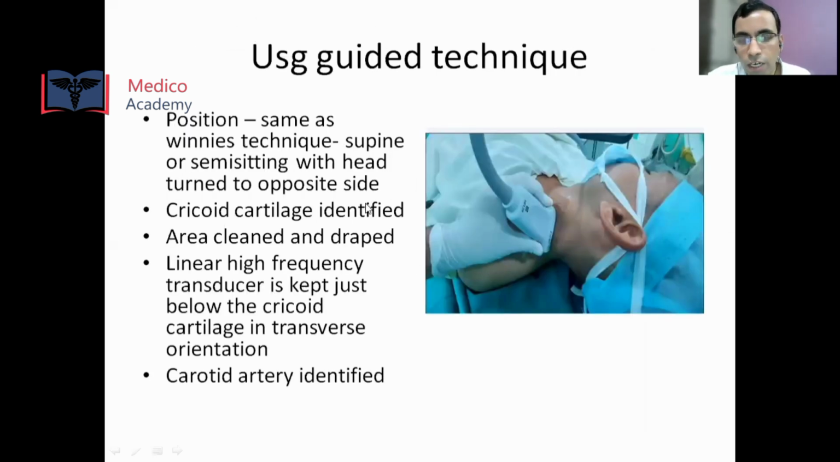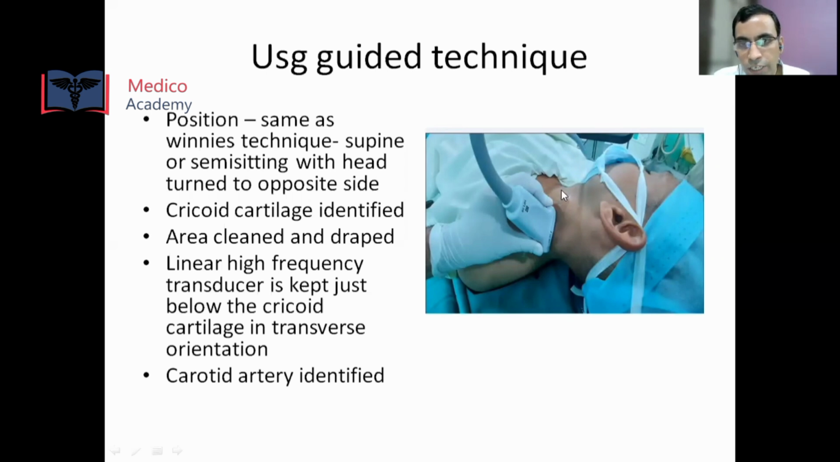For the ultrasound guided technique, the position of the patient is the same as that of Winnie's technique. Patient is placed supine with head turned to the opposite side. Required landmarks are identified. The area is cleaned and draped. A linear high frequency transducer is kept just below the cricoid cartilage level in a transverse orientation.